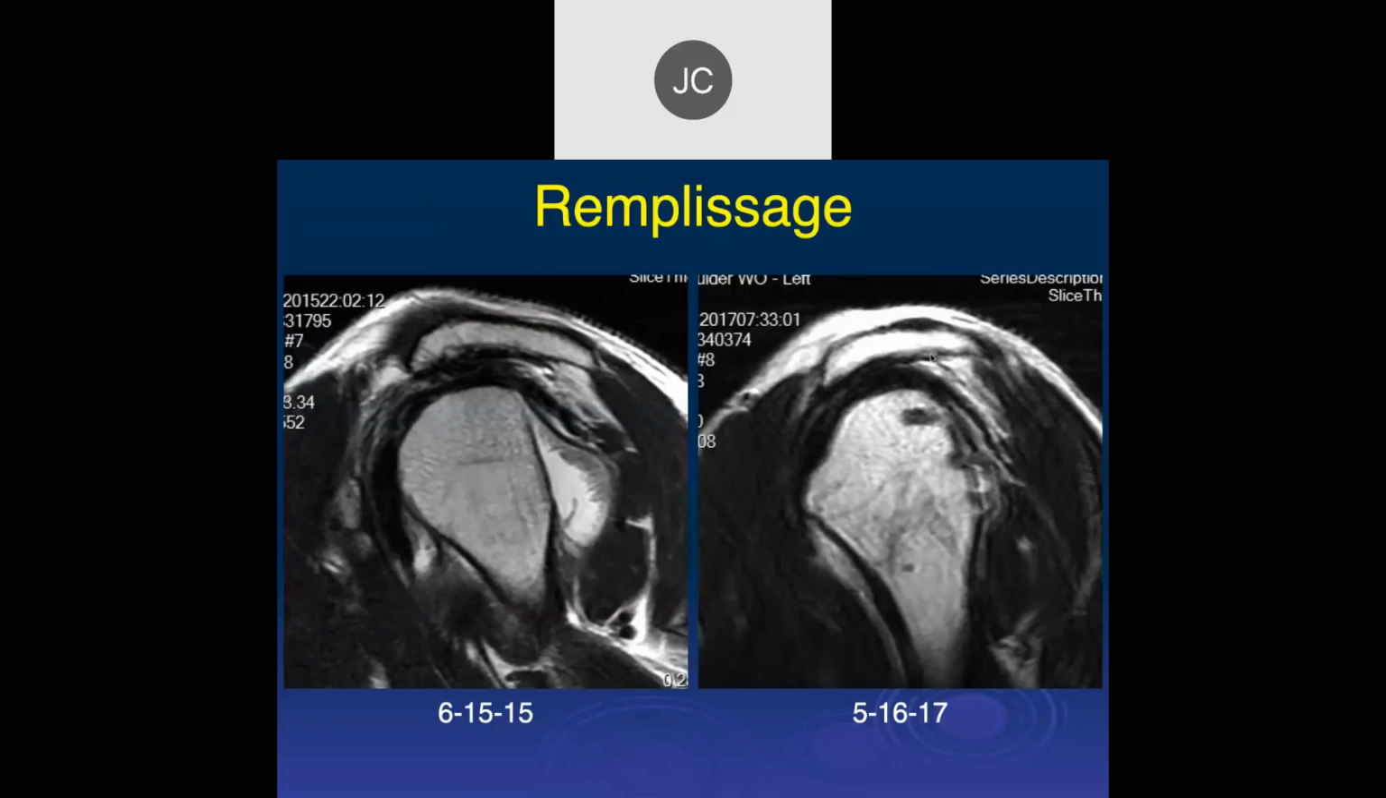So at the beginning of the lecture, I promised that I was going to talk about what a remplissage is, and this is what a remplissage looks like. And that's what it does. It intentionally limits motion of the shoulder so that you don't engage the Hill-Sachs lesion.